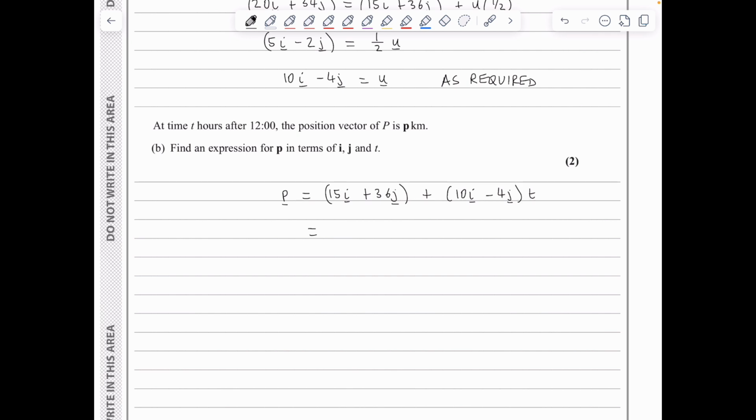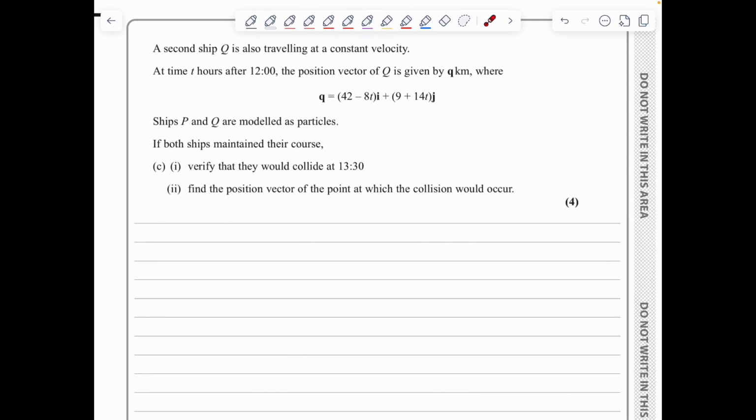I can group the i's together, so we're looking at 15 plus 10t i, and I group the j's together. I've got 36 minus 4t j. This is the position vector of P at t hours after 12 o'clock. We then have a second ship Q also traveling at a constant velocity. This is the position vector in terms of t hours after 12 o'clock for the ship Q.